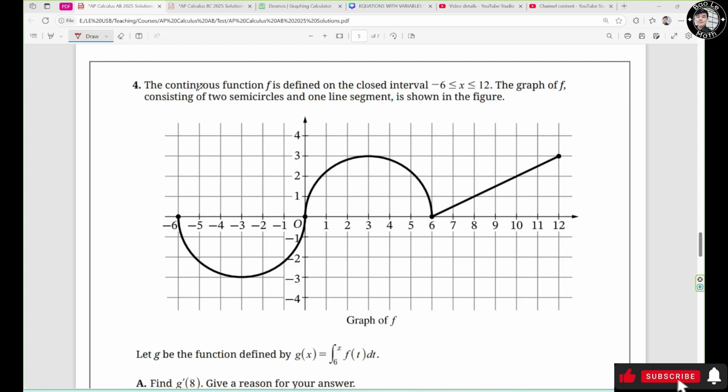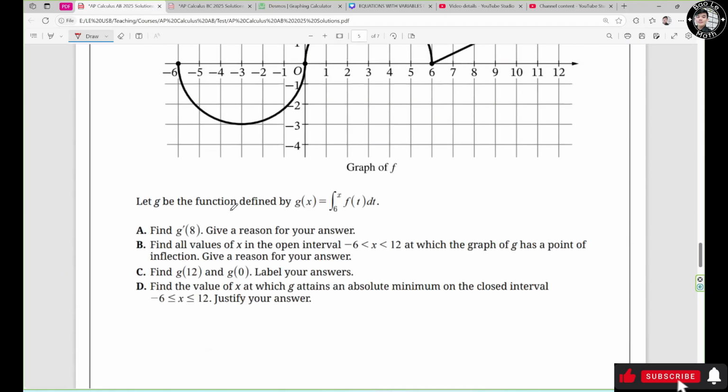Free response question number 4. The continuous function f is defined on the closed interval negative 6 to 12. The graph of the function f consists of 2 semicircles and 1 line segment as shown below. Now, let the function g be the function defined by g of x equals the integral from 6 to x of f of t dt. Find g prime of 8. Give a reason for your answer.